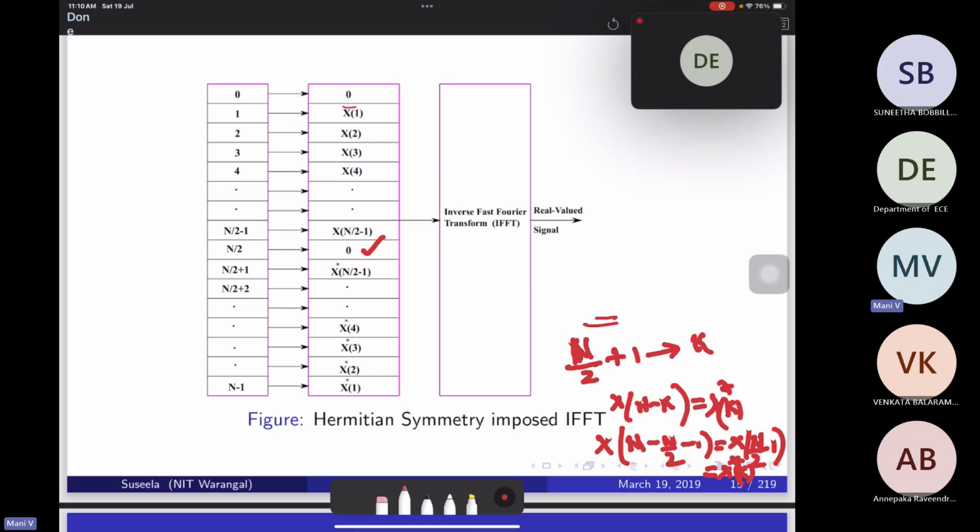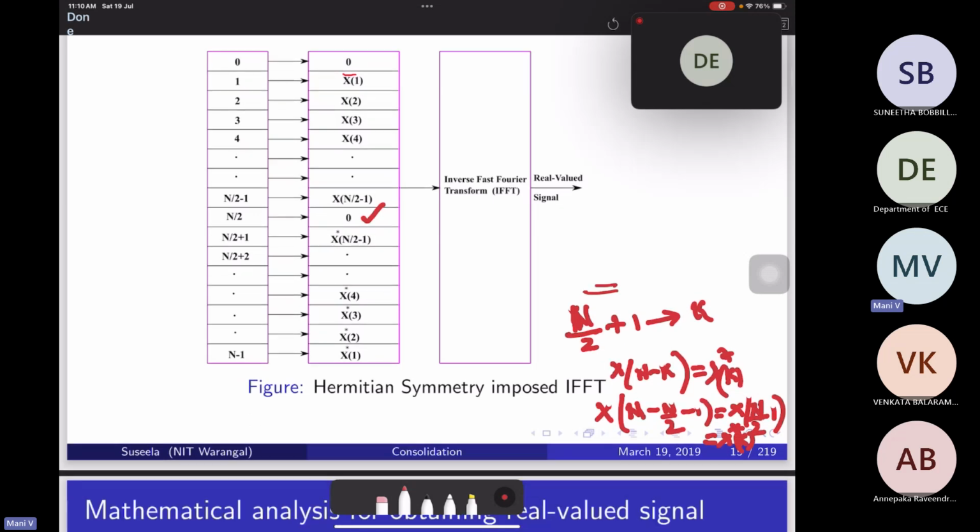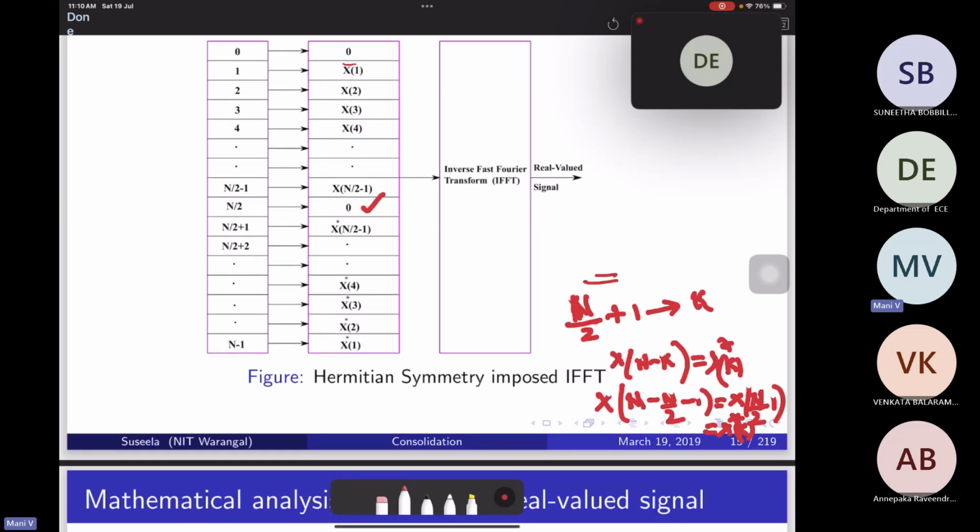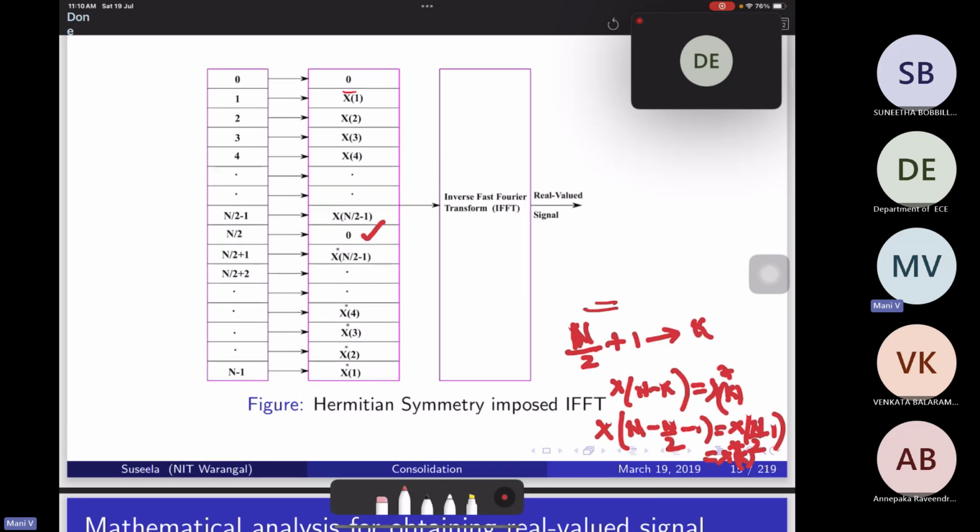And x1 to x of n by 2 minus 1. Then after that, x of n 0, then we are modulating with the conjugate symbols. So x conjugate of n by 2 minus 1 in this order. Look at the other half. We have to take n symbols. So these n symbols we have to modulate onto n carriers.